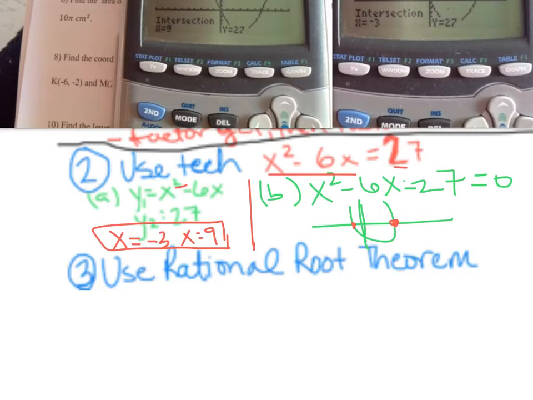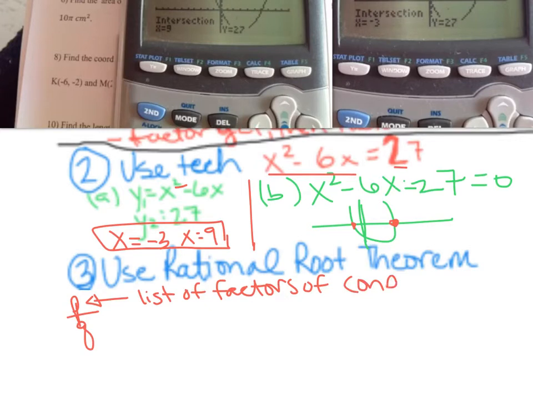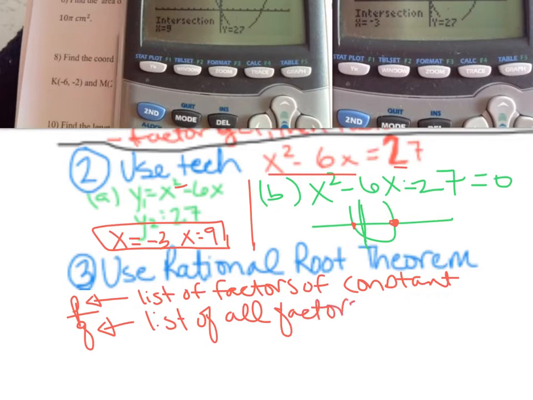Using the rational root theorem is the third way that you can solve these guys, and that's your p's over q's, where p is the list of all possible factors of the constant, and q is the list of all factors of the leading coefficient.